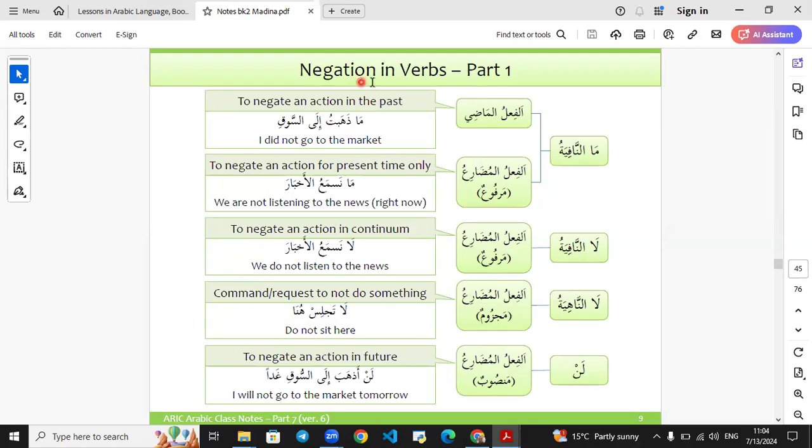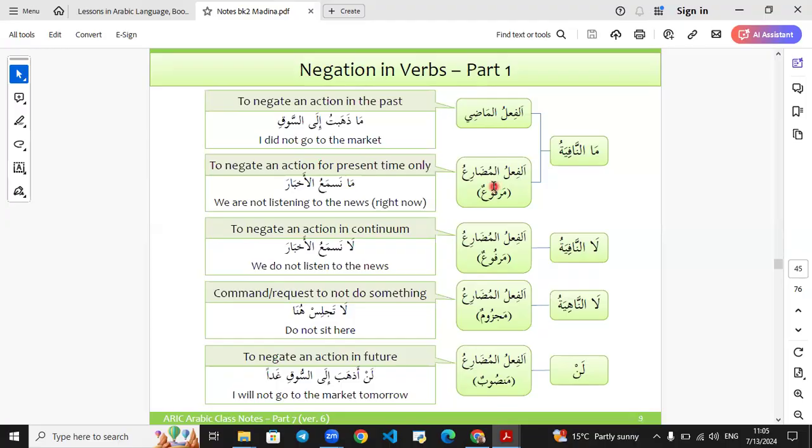Let's look at the negation in verbs. This is our part one. We are going to end here. The negation in verbs. You can negate verbs. Remember, we have been using ma and la in ism, in jumla ismiya. But now let's look at how we can negate verbs.